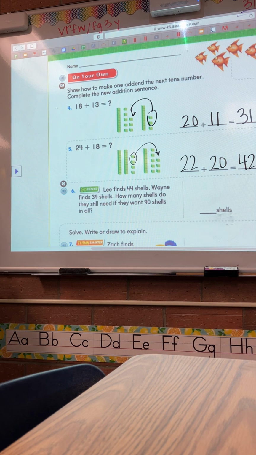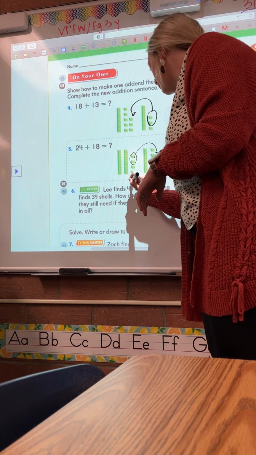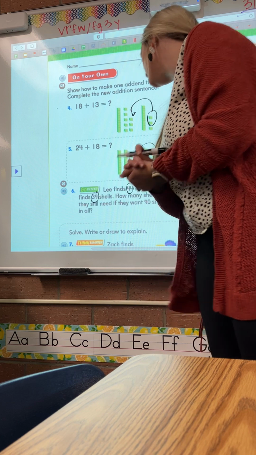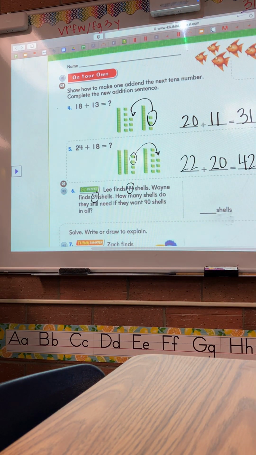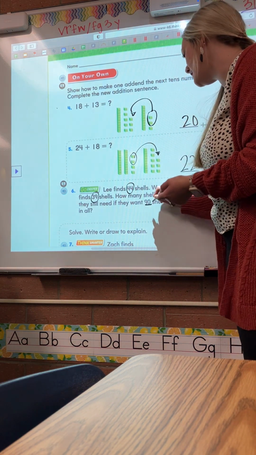Word problem. Lee finds 44 shells. I'm going to circle 44. And Wayne finds 39 shells, 39. How many shells do they still need if they want 90 shells in all?